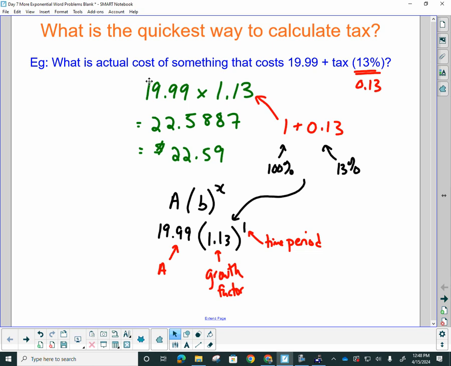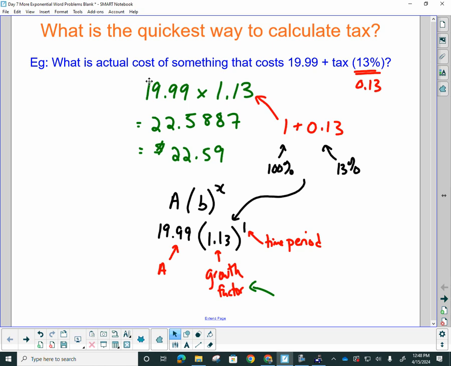Now, how is this question different than the ones we were doing before? Well, in the ones we were doing before, the growth factor was always 2, because we were talking about stuff that was doubling, like bacterial growth and the doubling time. So that number was a 2, and it was raised to some exponent, however often it gets doubled.